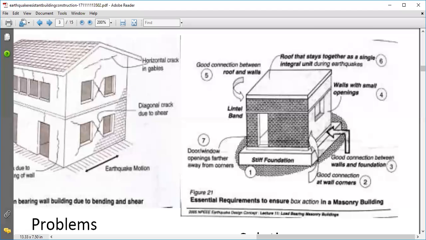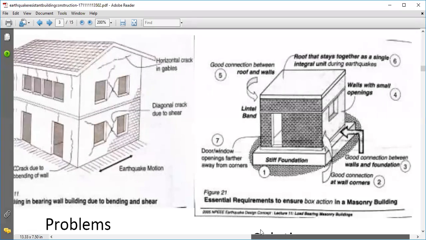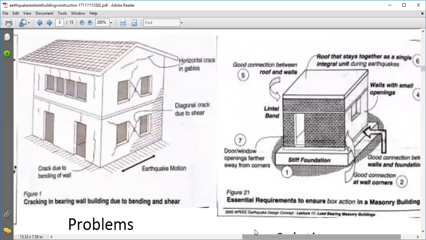If we consider all these factors while planning the building, then our building will become a strong building. If earthquake forces act on the structure, the structure will resist all these forces. These are the essential requirements to ensure box action in the masonry building, and it will be considered a good building. So all of you draw this diagram and write down these points with respect to the failure mechanism and the essential requirements. Draw these two diagrams in your notebook.